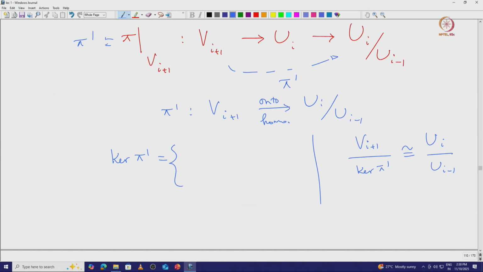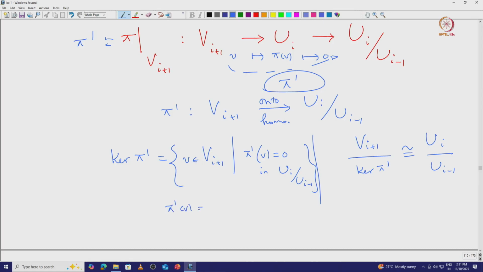So, what will be the kernel? The kernel is going to be those vectors in V_{i+1} that are mapped by pi dash to 0, that is, 0 inside U_i modulo U_{i-1}, since pi dash is just a composition of pi with another quotient map. If you take v, it is mapped to pi of v, and pi of v being mapped to 0 means pi of v must lie inside U_{i-1}. The kernel of the second map is nothing but U_{i-1}. So, pi dash of v is 0 implies pi of v is inside U_{i-1}, which implies that v is inside pi inverse of U_{i-1}, which is exactly V_i.